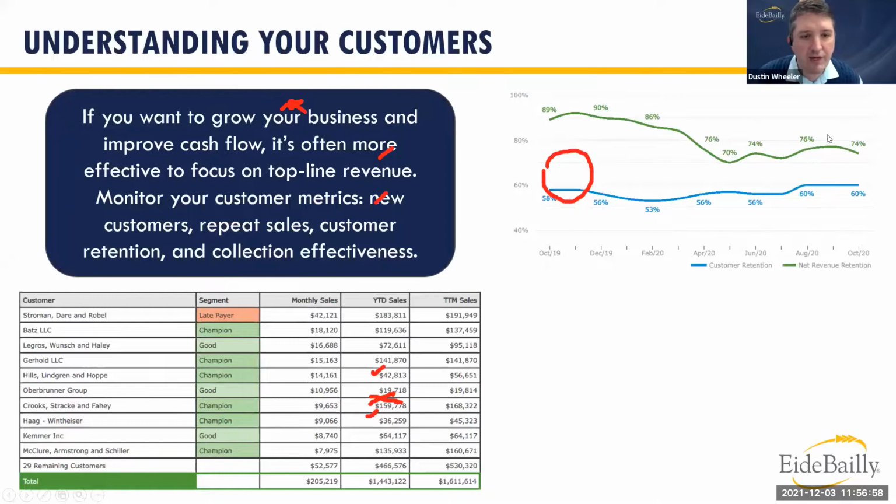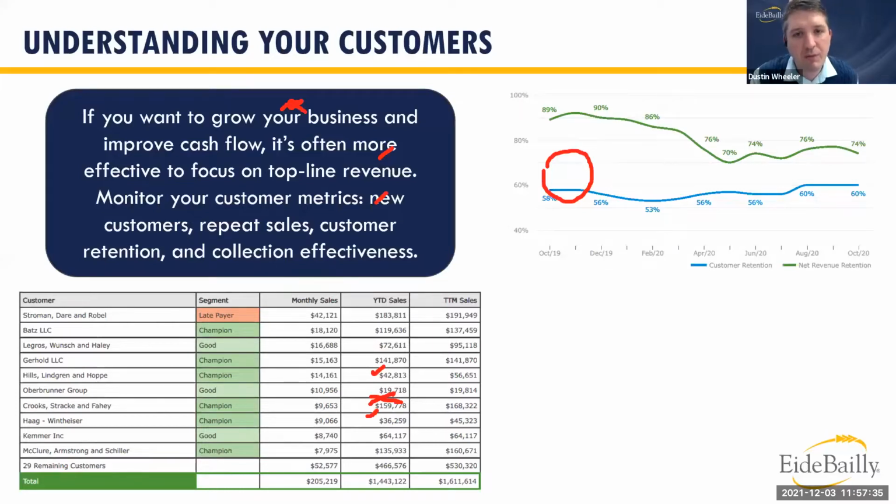And the next slide here, this is just a quick slide here, the importance of understanding your customers. So one point here, if you want to grow your business and improve your cash flow, it's often more effective to focus on top line revenue. I've seen companies be able to solve the cash flow problem by growing sales and having more sales. I've also seen companies try to cut costs, and you may be able to cut some costs by 5% or less, but if you're able to grow your top line revenue, that's going to improve the health of your business.